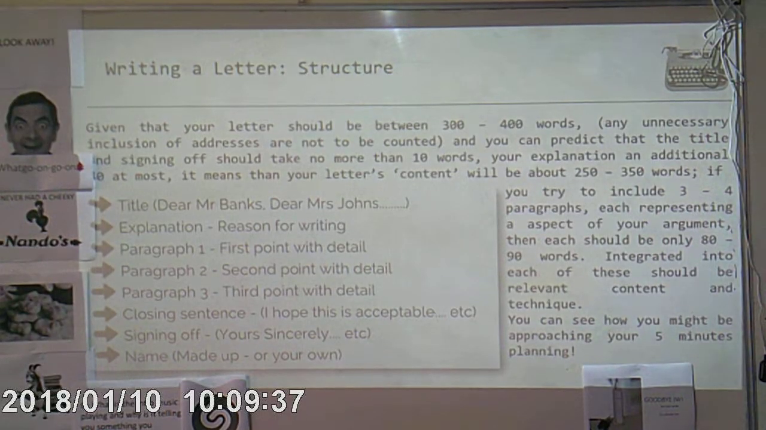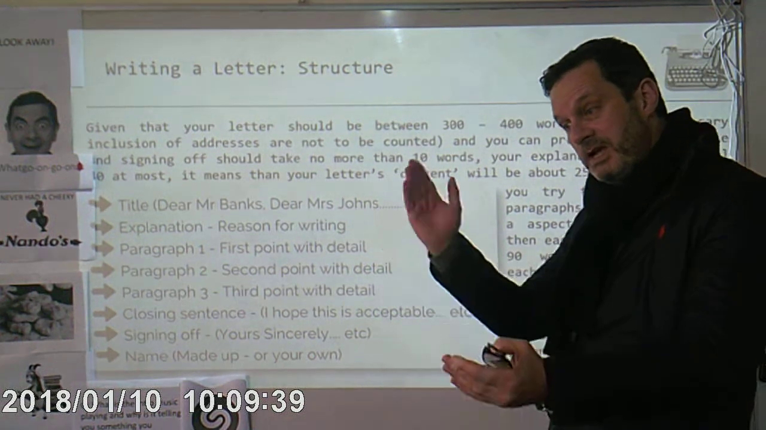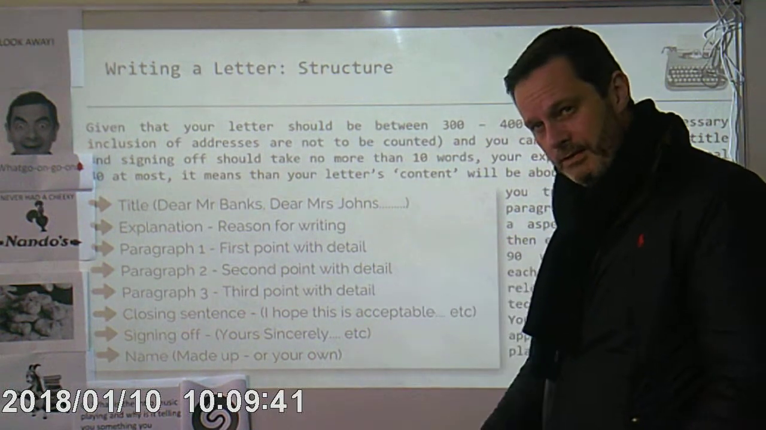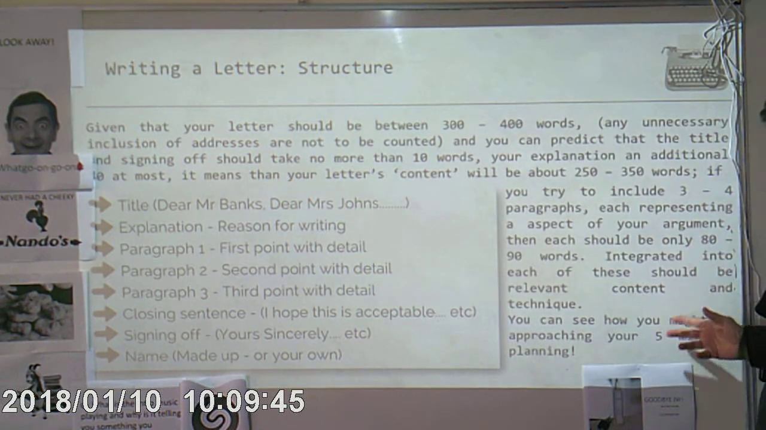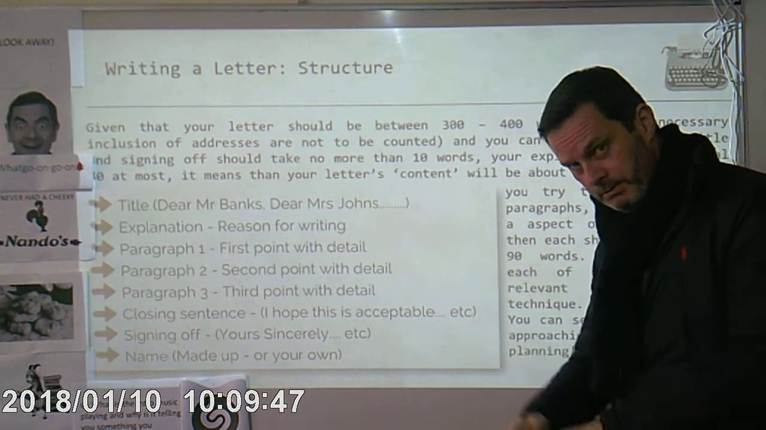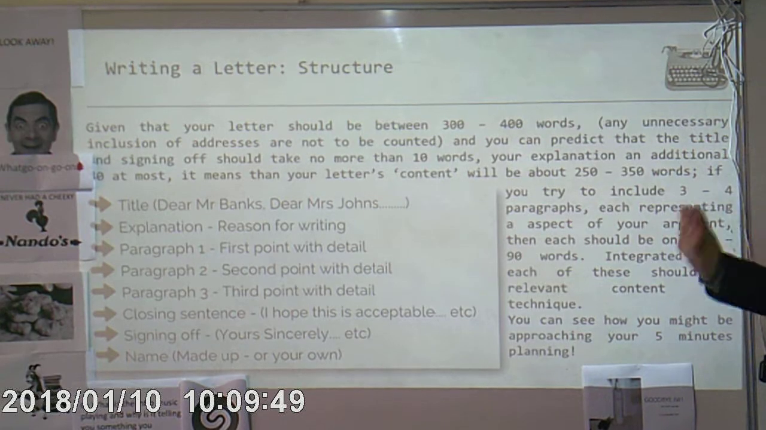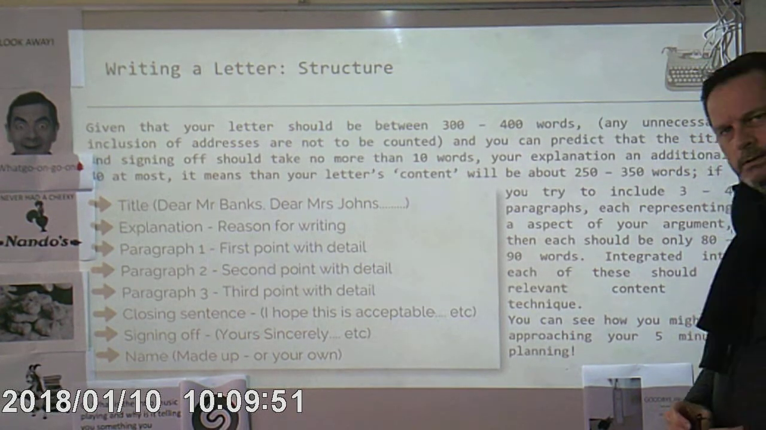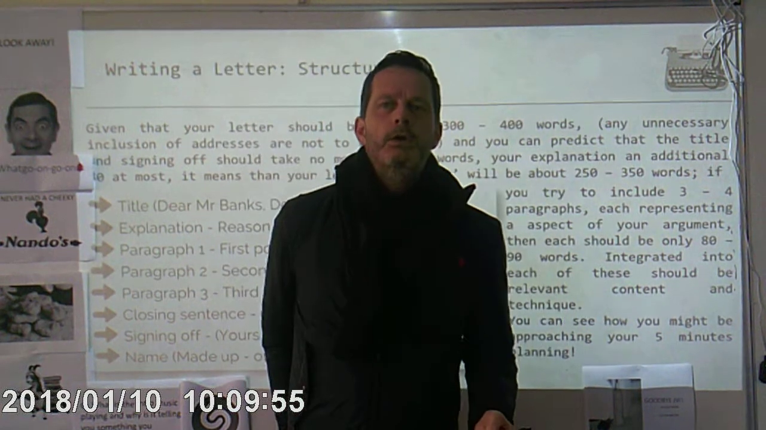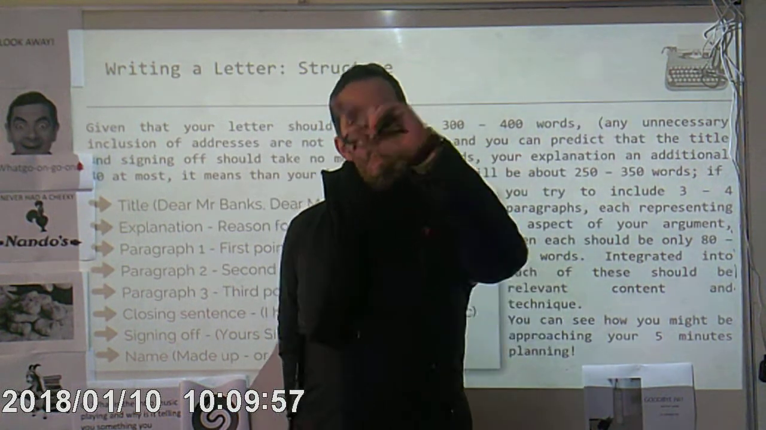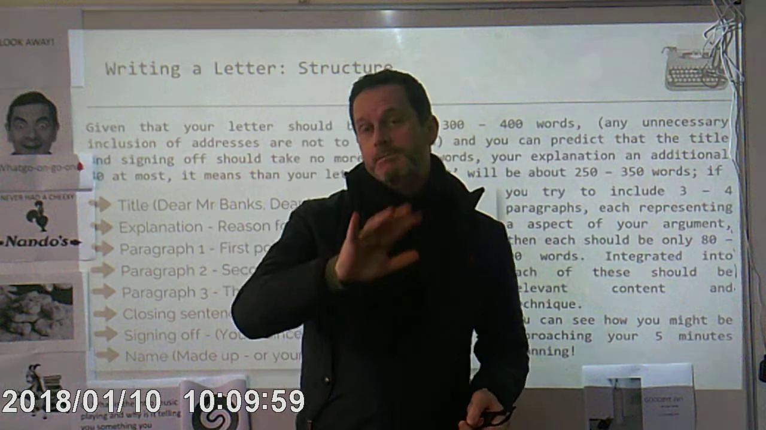Within those 80 or 90 words, and again, this isn't simply a case of ticking off a word count, these are the things you need to include. You need to be thinking about the relevant content, so an argument, and you need to be including your technique as well. So all those persuasive techniques that you know very well by now. All of that should be in that 5 minutes planning.